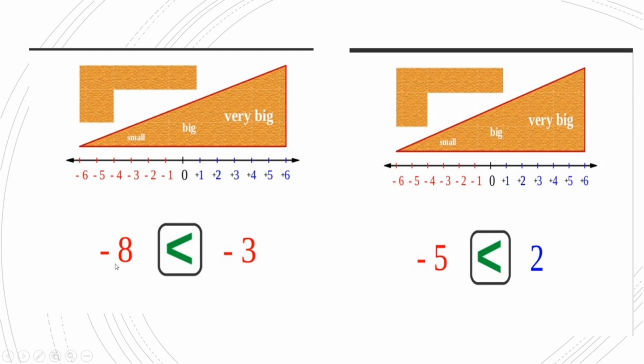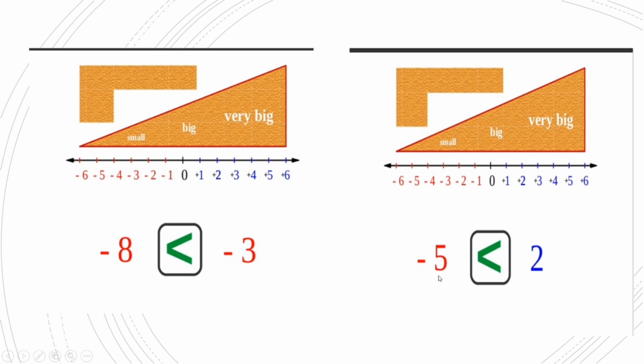Next, here we are comparing two negative numbers. Here on the number line we can see -8 lies towards the left side of -3. So -8 is less than -3. Always a bigger number with a negative sign is less than a smaller number with a negative sign. Next, here in this example, -5 is less than -2.